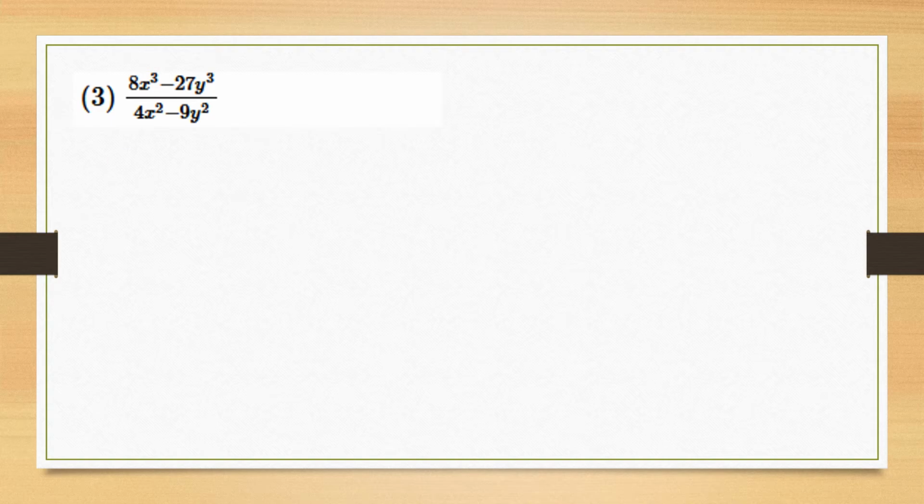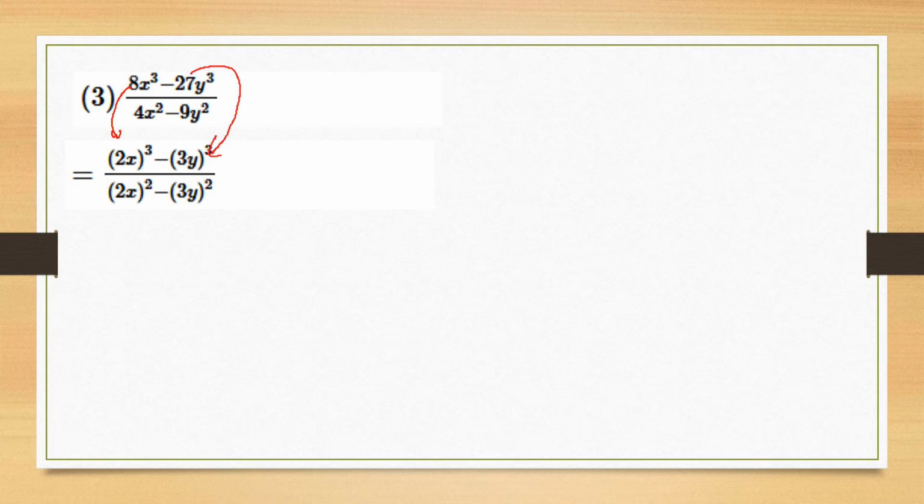If we see the third sum, it is 8x cubed minus 27y cubed upon 4x square minus 9y square. Now here we know the cube root of 8 is 2. So the first term we write it as 2x the whole bracket cube. The cube root of 27 is 3. So this we write as 3y the whole bracket cube.